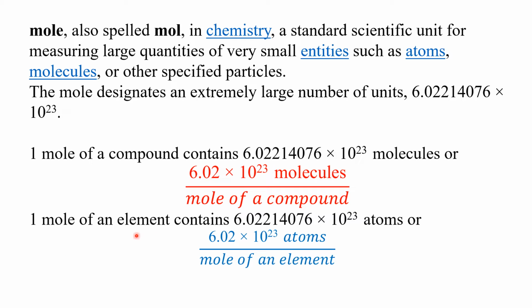And if your substance is an element, it also contains the Avogadro number of units. Your units will be atoms. If it is an element, your units are atoms. If it is a compound, your units are molecules. Let us proceed to the next page.